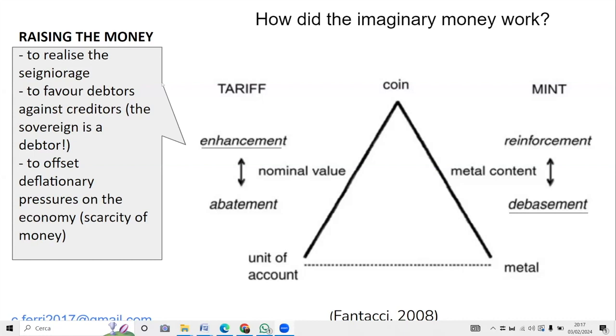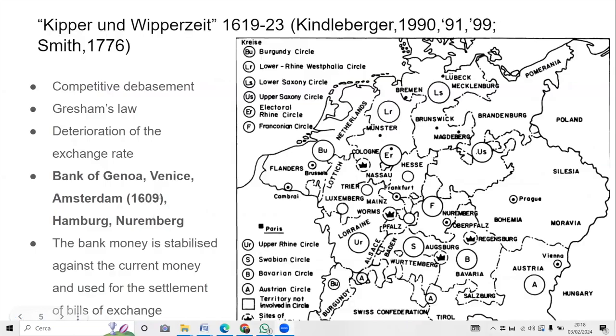It could be used to increase the seigniorage, favor debtors against creditors, offset deflationary pressures on the economy in case of scarcity of money that was very common at the time. But this possibility also raised some problems.